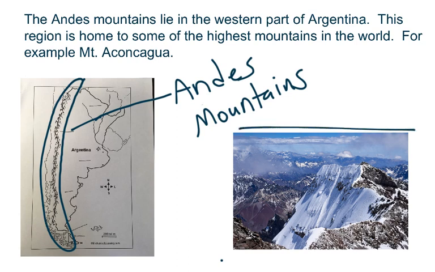On the bottom below is a picture of the Andes Mountains, and these are extremely high up. Very cold temperatures. The higher you go up these mountains, the less oxygen there is. So if you decide to go to Mount Aconcagua or the surrounding areas, you do have to be careful because of something called altitude sickness.